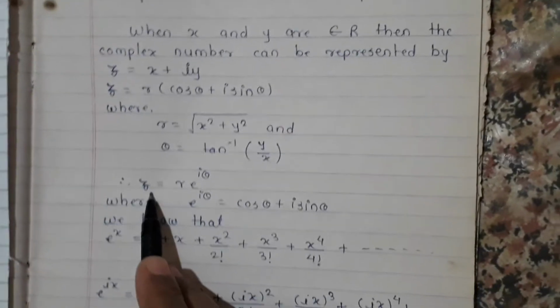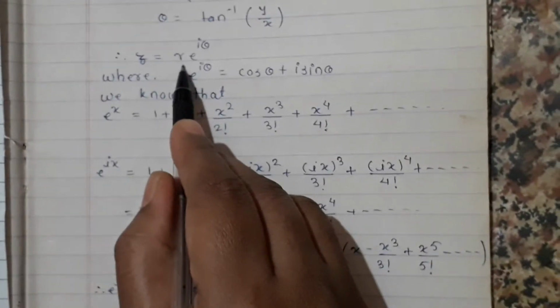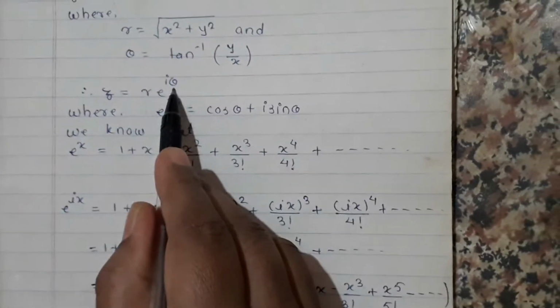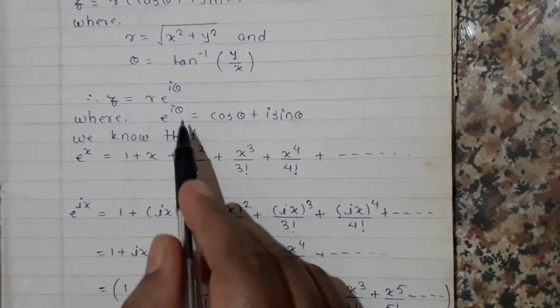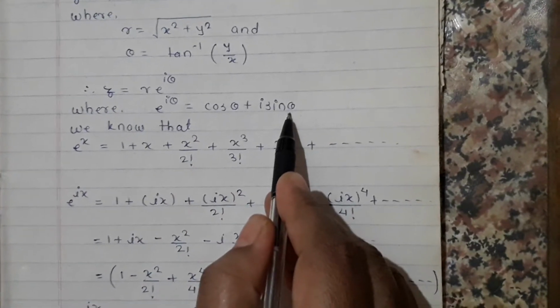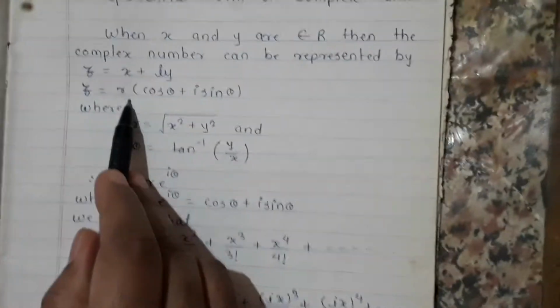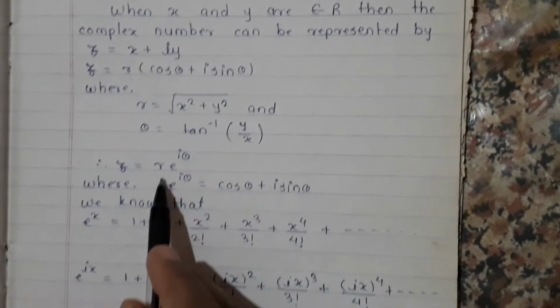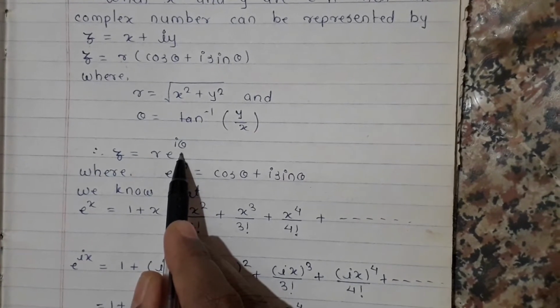Therefore z can be written in the form of r into e raised to i theta. What about e raised to i theta? That e raised to i theta is nothing but cos theta plus i sin theta. Therefore the above term r into cos theta plus i sin theta can be written in this form, r into e raised to i theta.